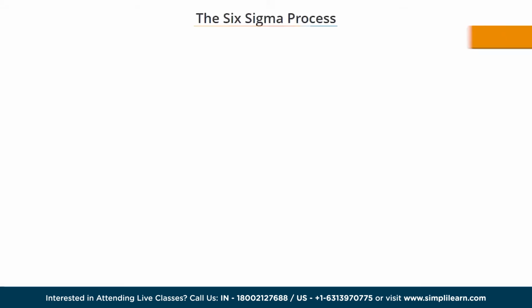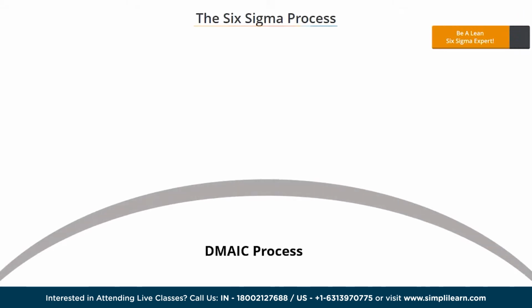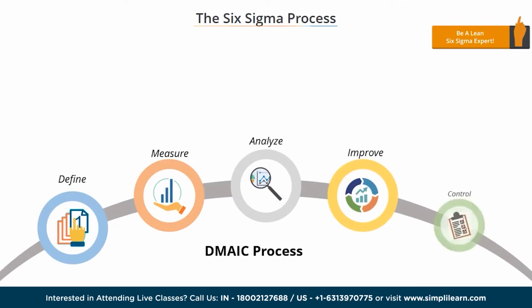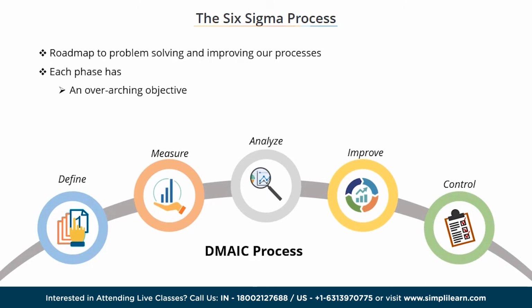Okay? The Six Sigma process is known as DMAIC. DMAIC comprises 5 phases: define, measure, analyze, improve, and control. These phases are the roadmap to problem solving and improving our processes. The effectiveness of Six Sigma method is derived from its structure. Each phase has an overarching objective and specific deliverables that need to be completed, which helps us achieve the objectives.